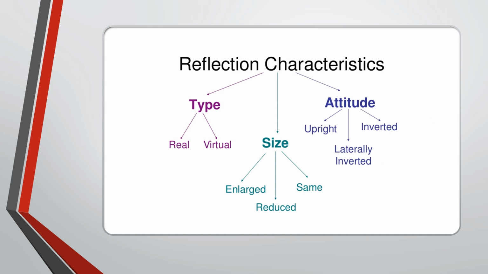The reflected image can have several characteristics. The type, it could be a real image or a virtual image. It can be enlarged, reduced, or even possibly the same size. The image can be upright, inverted, or laterally inverted.